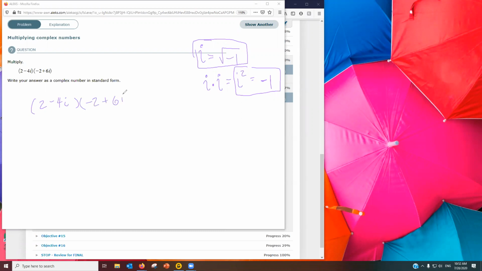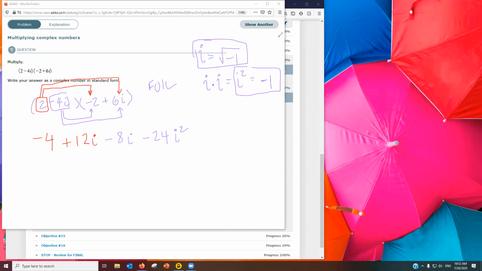Well, this is a multiplication that's just like a FOIL kind of multiplication. So for the FOIL multiplication, here's what I'm going to do. I'm going to start out taking this 2 and letting it multiply the negative 2 in the back. So that's going to be a negative 4. Then this 2 is going to multiply 6i. Well, that's going to be 12i. Then I'm going to come back and take this negative 4i and let it multiply negative 2. So that's minus 8i. And finally, this negative 4i multiplies the 6i. That's going to be minus 24. But I just multiplied i times i, which is i squared.